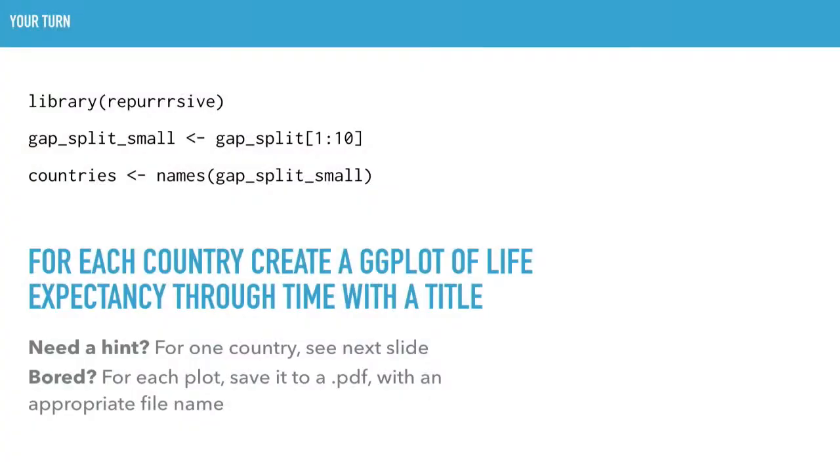So I want you to use map2 to do that. I want you to try and implement the same strategy. So try and do it for Afghanistan first before you try and use map2 to do it for all the countries. If you're unfamiliar with ggplot2 or you don't want to worry about how to make the plot, the next slide has that code for one country. You could just focus on trying to turn that into a map2 call to do it for all the countries.